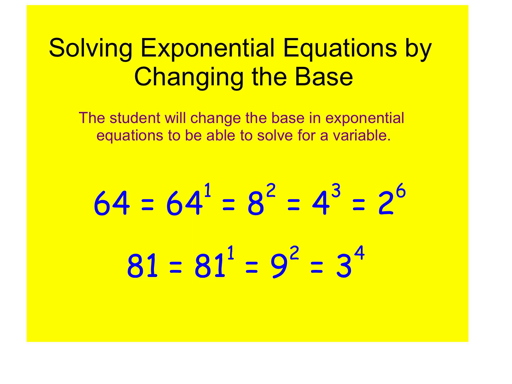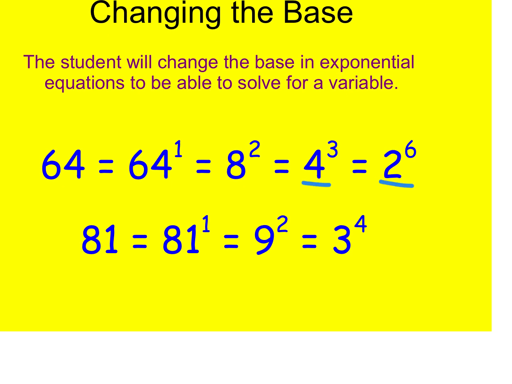Okay, to start with, memorize these powers. 2, 4, 8, 64. Do you get how this is 64, but all of them are different flavors of 64? 64 to the first, 8 to the second, 4 to the third is 64, and 2 to the sixth is 64. All of those are 64.